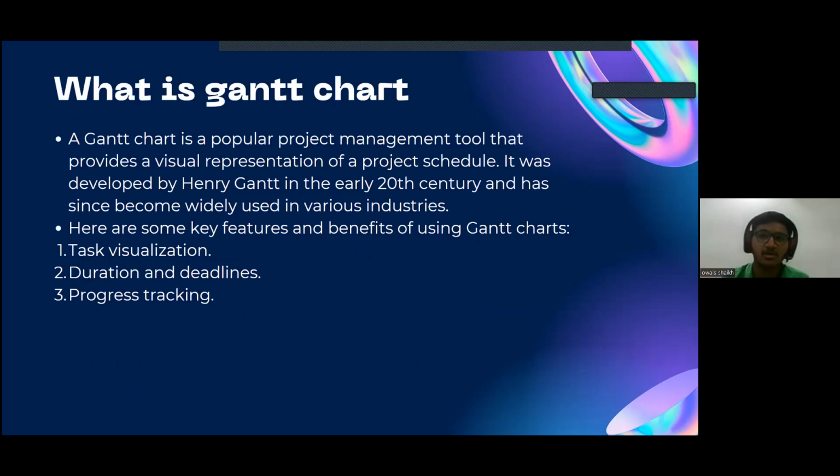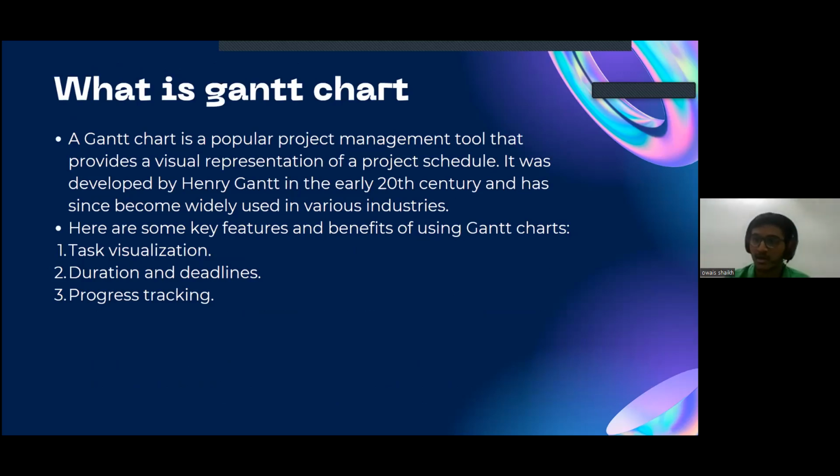By what measure will we make this project timeline? We'll be using a Gantt chart. A Gantt chart is a popular project management tool that provides a visual representation of a project schedule, when and how it works. It was developed by Henry Gantt in the early 20th century. Here are some key features: task visualization, duration and deadlines, and progress tracking. These are all included in our Gantt chart.